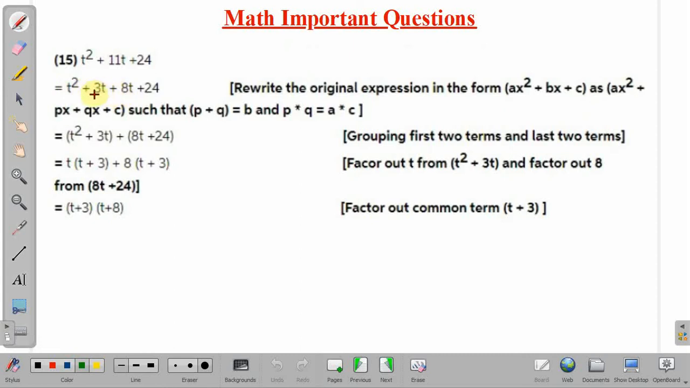Okay, so now from t square plus 3t, we can factor out t. Okay, so after taking factor t, it can be written as t plus 3, and from 8t plus 24, 8 can be factored out and plus 8 into t plus 3. So it can be written as t plus 3 into t plus 8. Okay friends, so this is our required factors.